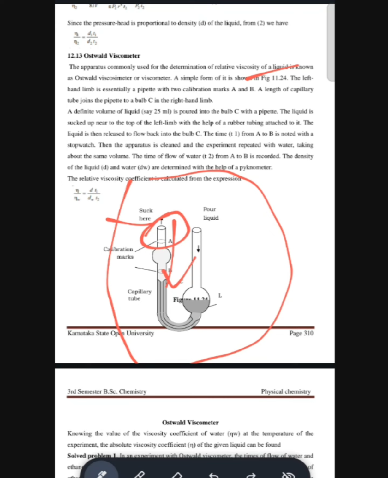The apparatus commonly used for determination of viscosity of a liquid is known as the Ostwald viscometer. The viscosity of any liquid can be measured using it. A length of capillary tube joins a pipette to bulb C. This is bulb C, and this is bulb A and B. Here we are going to add the liquid, and we are going to suck it from the A end.